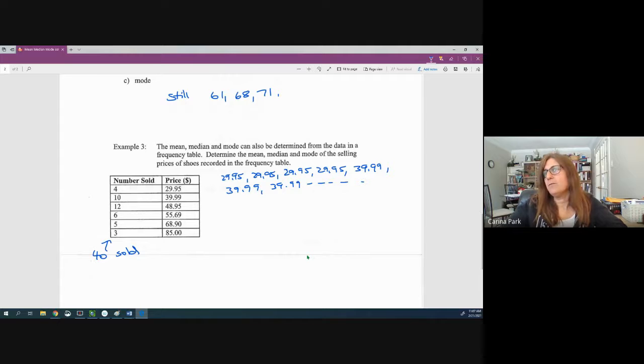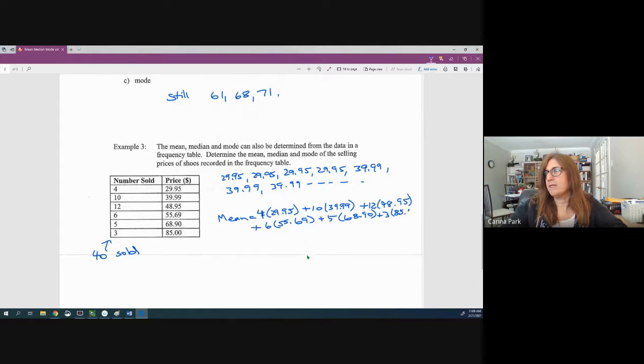Okay, if you want to do the mean, you need to add up all the total, and then we'll divide it by 40. But the total is going to be like this. There's four sold at $29.95, plus 10 sold at $39.99, plus 12 sold at $48.95, plus 6 times $55.69, plus 5 at $68.90, plus 3 at $85.